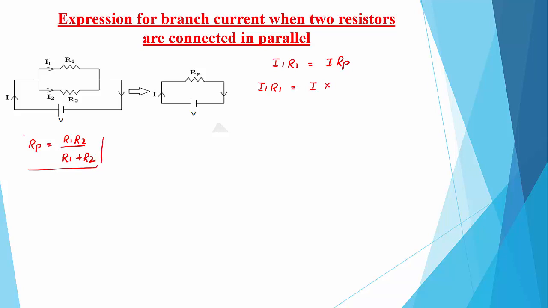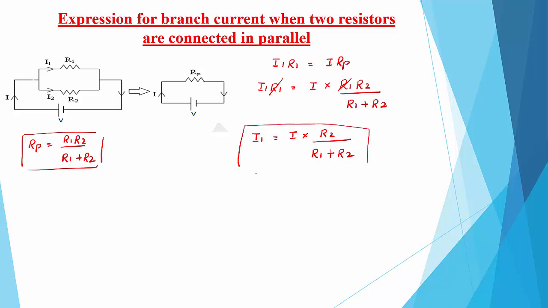We can substitute this equation here. So in place of Rp, I can write R1 R2 divided by R1 plus R2. Here we are going to consider this equation because we want an expression for I1 and I2. Now here R1 will get cancelled. So we can write I1 is equal to I into R2 divided by R1 plus R2. So this is an expression for branch current when they are connected in parallel. Let us take it as equation number 2.